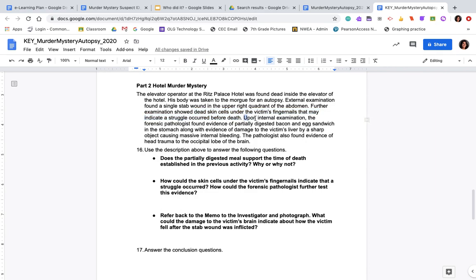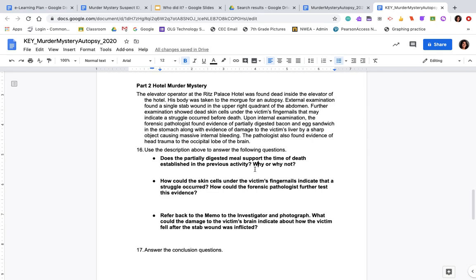And then upon internal examination, a couple different things were found. The first thing was a partially digested bacon and egg sandwich, along with evidence of the victim's liver causing massive internal bleeding. They also found head trauma to the occipital lobe of the brain. The occipital lobe is the back part of your brain. Okay, so just to go through this.